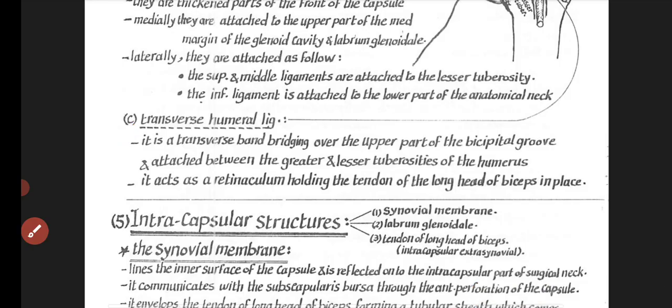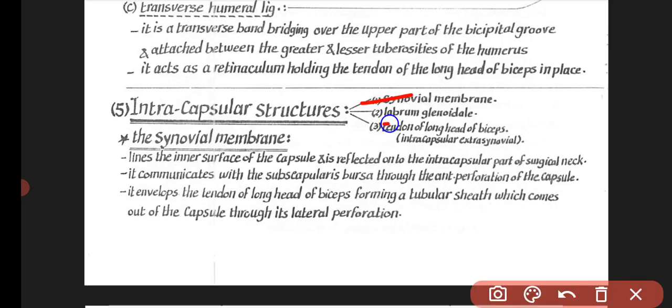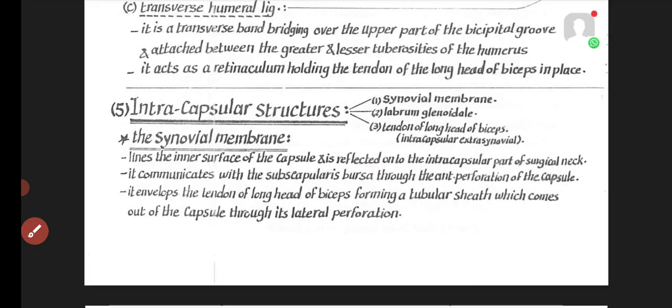The important intracapsular structures of the shoulder joint are the synovial membrane, the glenoid labrum, and the tendon of the long head of the biceps. Okay. Now one question comes: what is the synovial membrane? The synovial membrane lines the inner surface of the capsule, and it is reflected onto the intracapsular part of the surgical neck of the humerus. Okay.